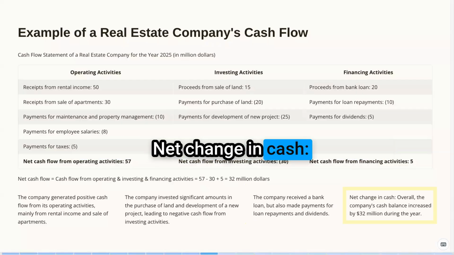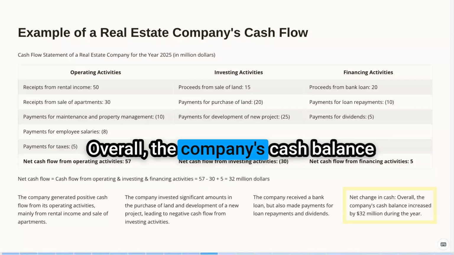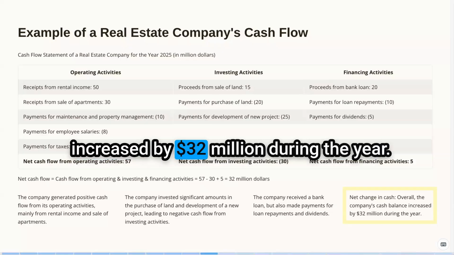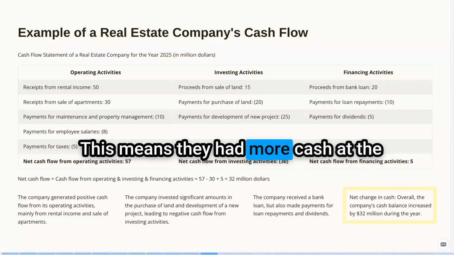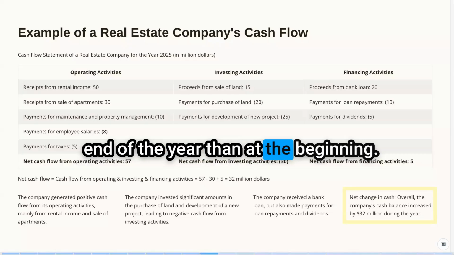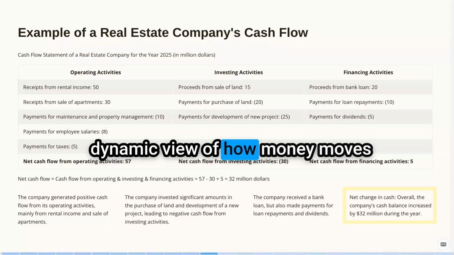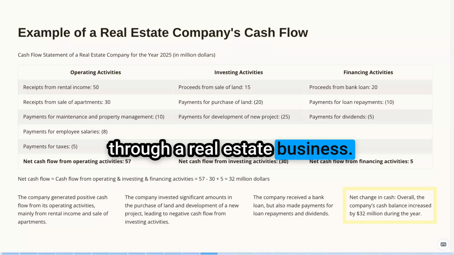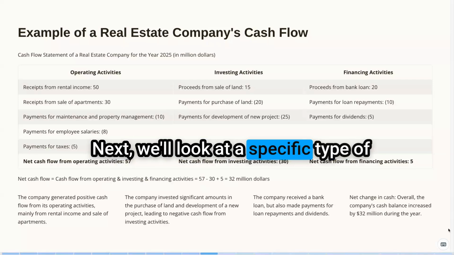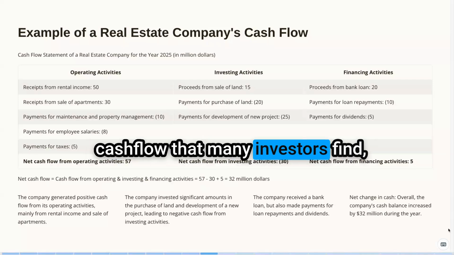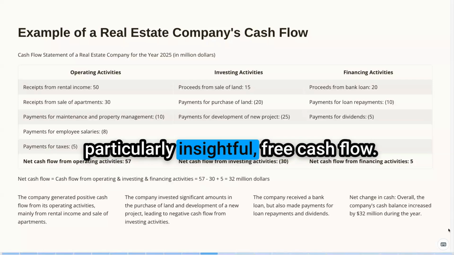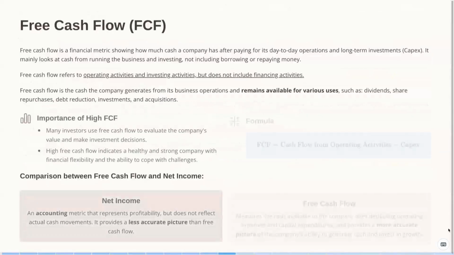Net change in cash. Overall, the company's cash balance increased by $32 million during the year. This means they had more cash at the end of the year than at the beginning. Understanding cash flow gives us a dynamic view of how money moves through a real estate business. Next, we'll look at a specific type of cash flow that many investors find particularly insightful: free cash flow.